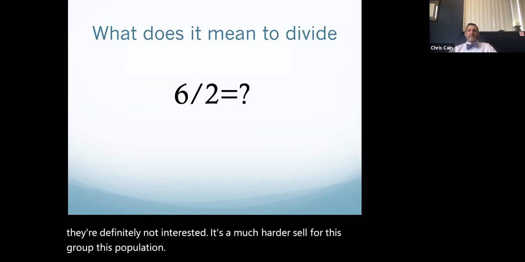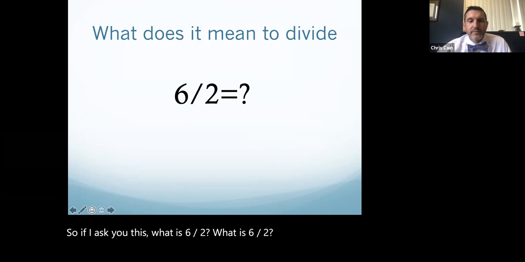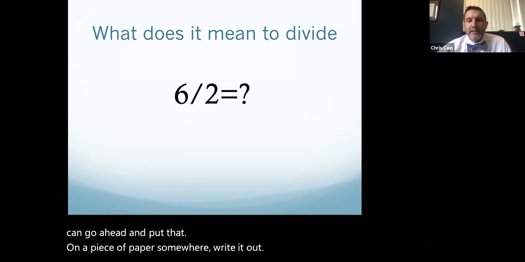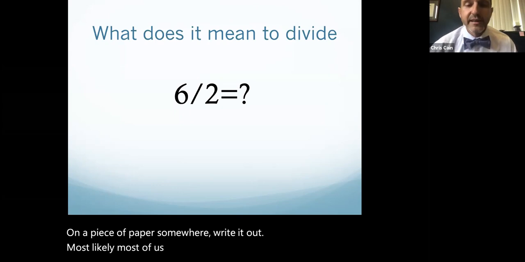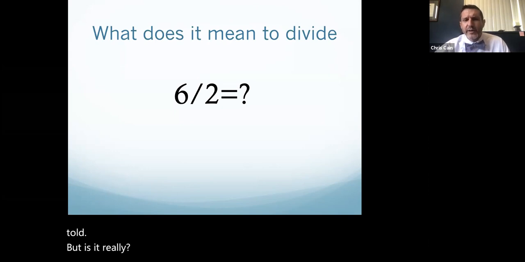So if I ask you this, what is 6 divided by 2? I'm going to give you just a second to think about it. And if you want, you can go ahead and put that on a piece of paper somewhere. Write it out. Most likely, most of us said, oh, well, 6 divided by 2 is 3, because that's what we were told. But is it really? Is 6 divided by 2 3? And if it is, where did the other 3 go?